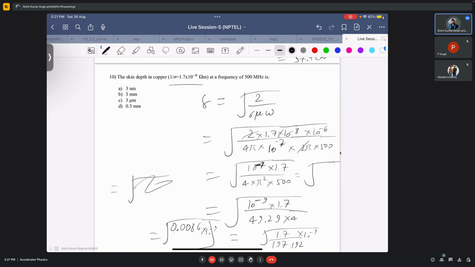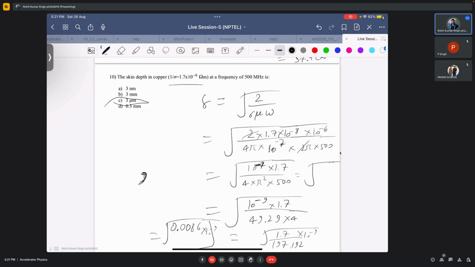I think I did some mistake. I'm getting a value like 3. I'm getting a value 9. And the answer should be of the order 3 or something. But yeah, I think we did some mistake. Yeah, I'll tell you the answer. The answer is, I think, 3 micrometer. Okay.